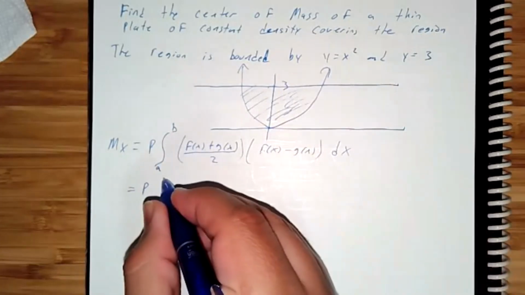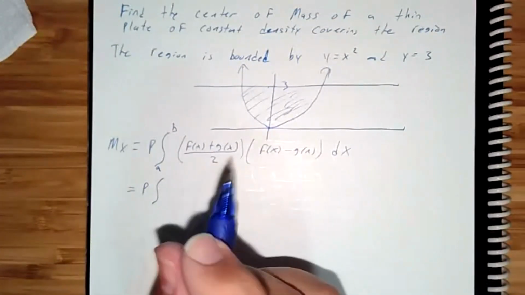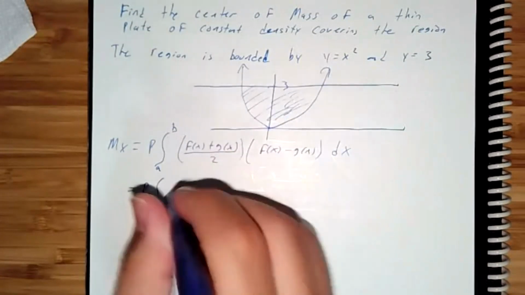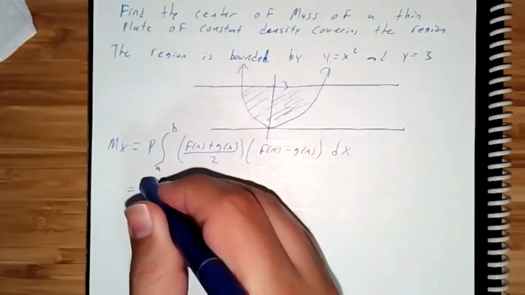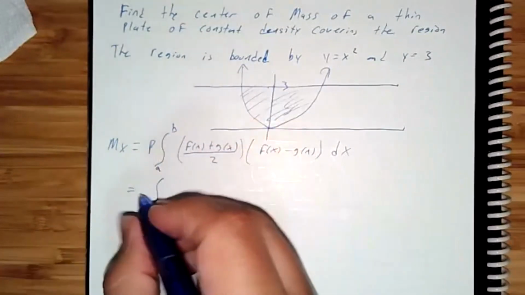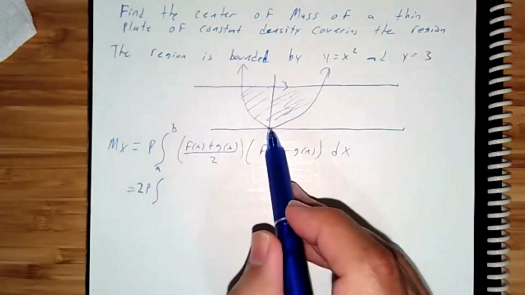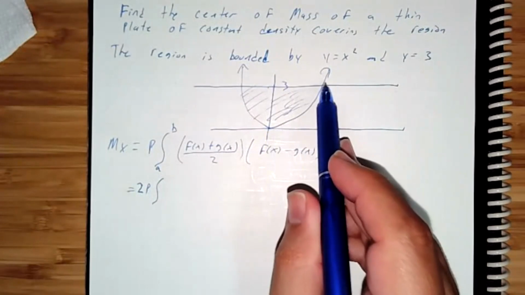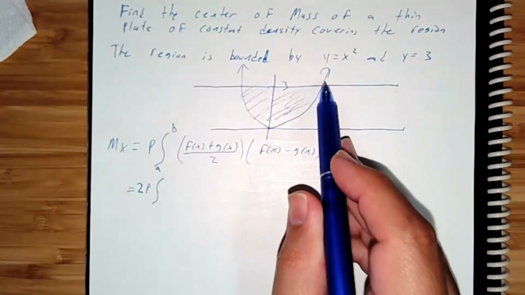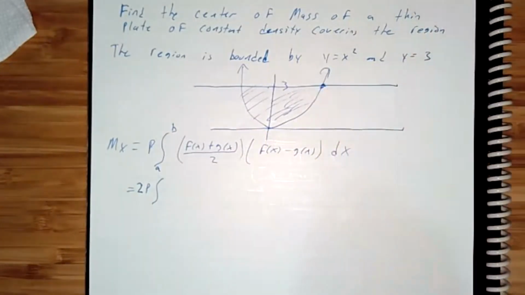So this would be the integral from... actually, since we have symmetry, we can just integrate half of it and then double the area. Make it easier. This would be 2 rho. That way I can use 0 to whatever this point is. What is that point? It is 1.732.